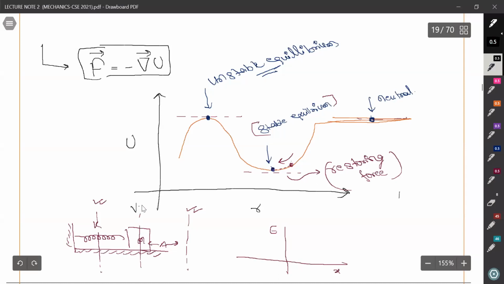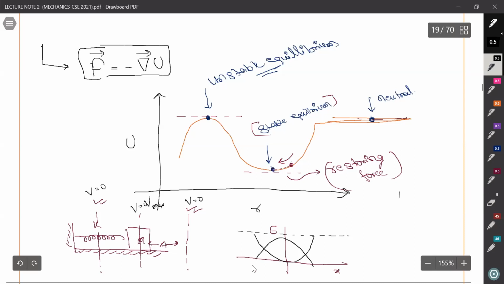At mean position, its velocity is what? Maximum. At extreme, its velocity is 0. So if we draw the graph of kinetic energy, it will be like this. And potential energy is like this. And energy is conserved, so its combined energy will be constant always.